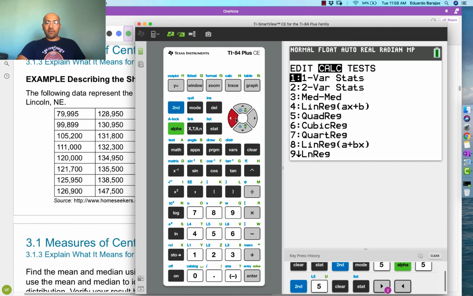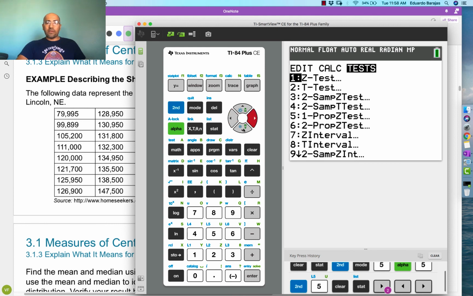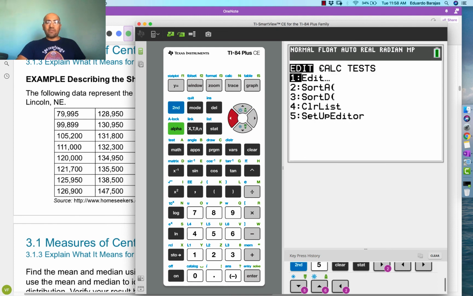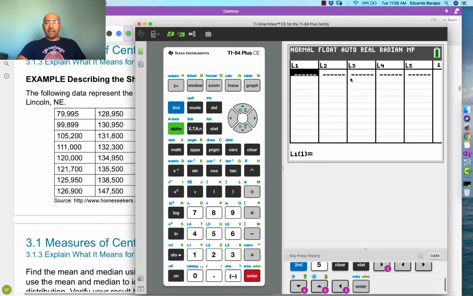You can go to the left. And then underneath each one of these, you see a bunch of selections that you get to choose from. It just so happens that the very first one is the one we want. So number 1, edit. You can either hit 1, and that'll take you there, or you can hit enter, and that takes you to this. You should see L1, L2, L3, L4, L5 written at the top.